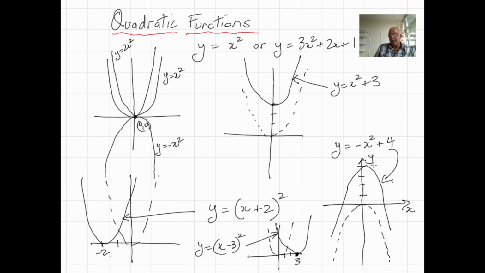Okay, so that's quadratic functions. You need to be very familiar with all of that and be able to do quick sketches without a graphic calculator, obviously.